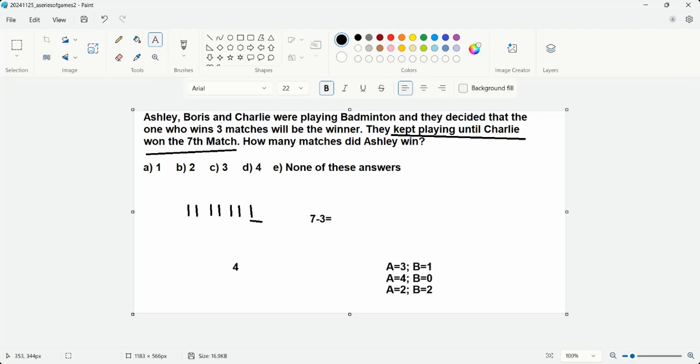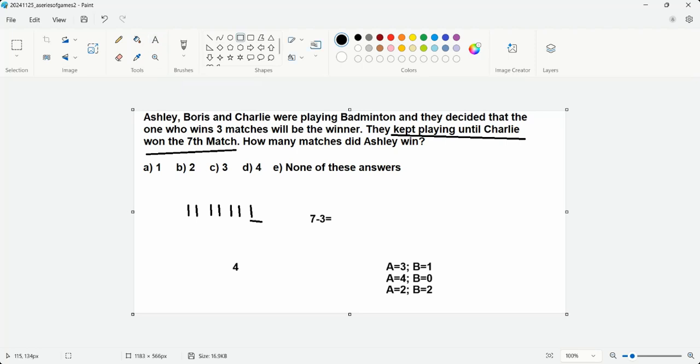But we know that they can't win as many matches as the winner, right? So we know that 3 matches were won by Charlie and then it stopped. So whoever else was playing, the maximum they can win is two of the other matches. So it has to be that Ashley won two and Boris won two, and that's the only way. There is 2 plus 2, 4, which is the remaining number of matches, right? So we know that Ashley won 2 matches. So the correct answer is 2.